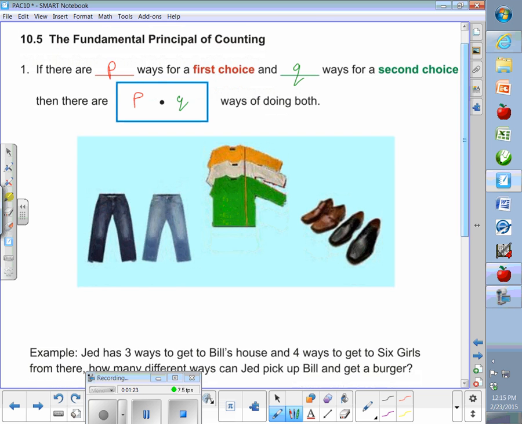So here's a simplistic example. How many different ways can Bob wear his 2 pants and 3 shirts and 2 pairs of shoes?